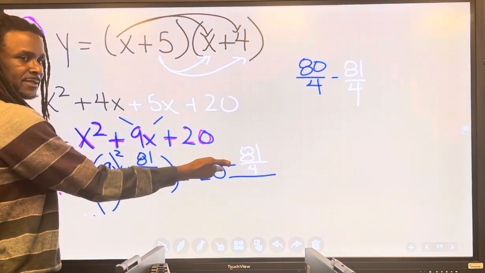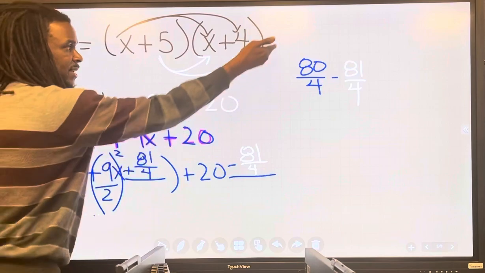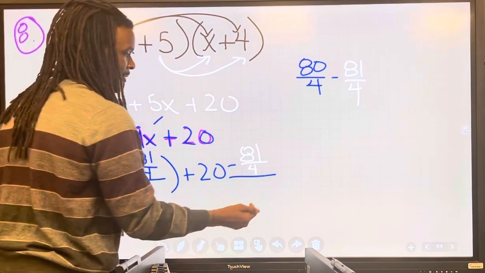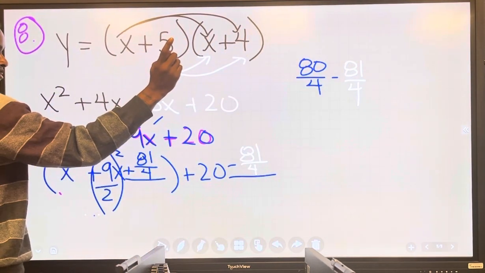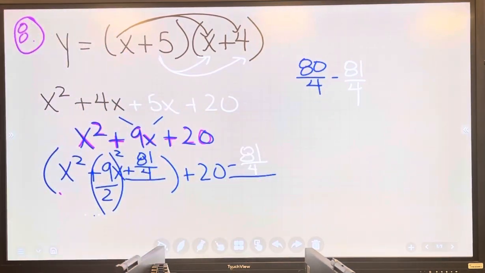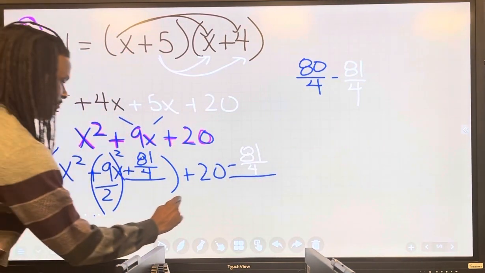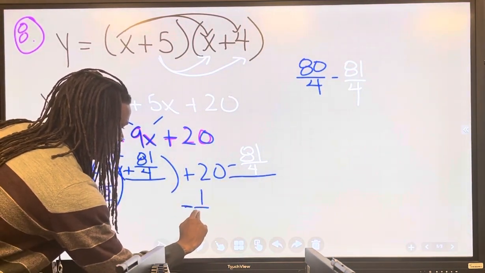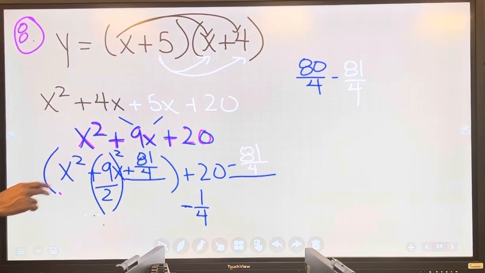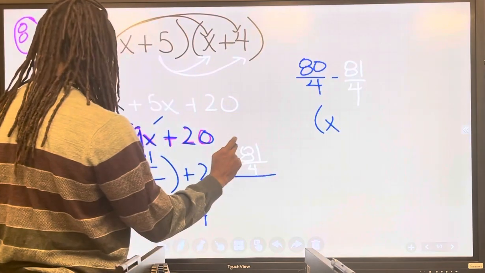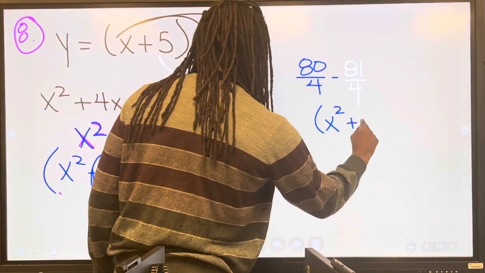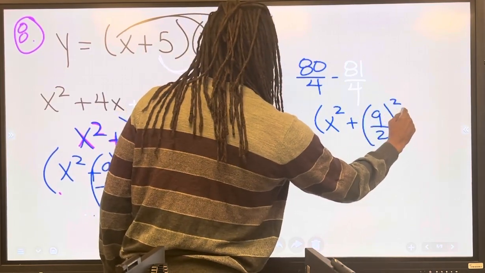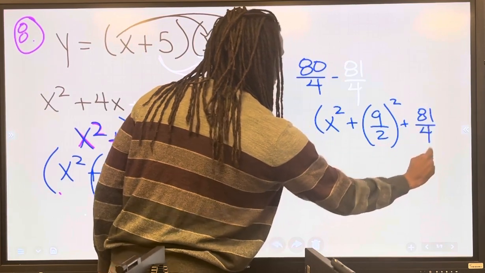You had to convert this. So we converted 20 to 80 over 4. What's 80 divided by 4? Yep, light bulb. 80 minus 81 makes negative 1 over 4. So on the outside, you got a negative 1/4. Now, let me move over here so y'all can see how this is gonna work, because some of y'all gonna be confused. In the middle here, we had x squared plus, we had to divide 9 over 2 and square, and we got 81 over 4.